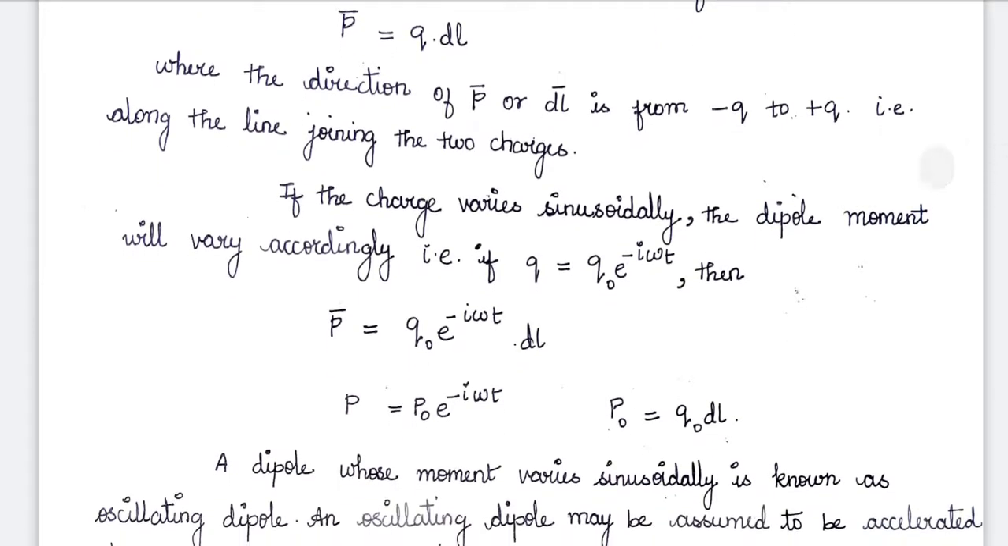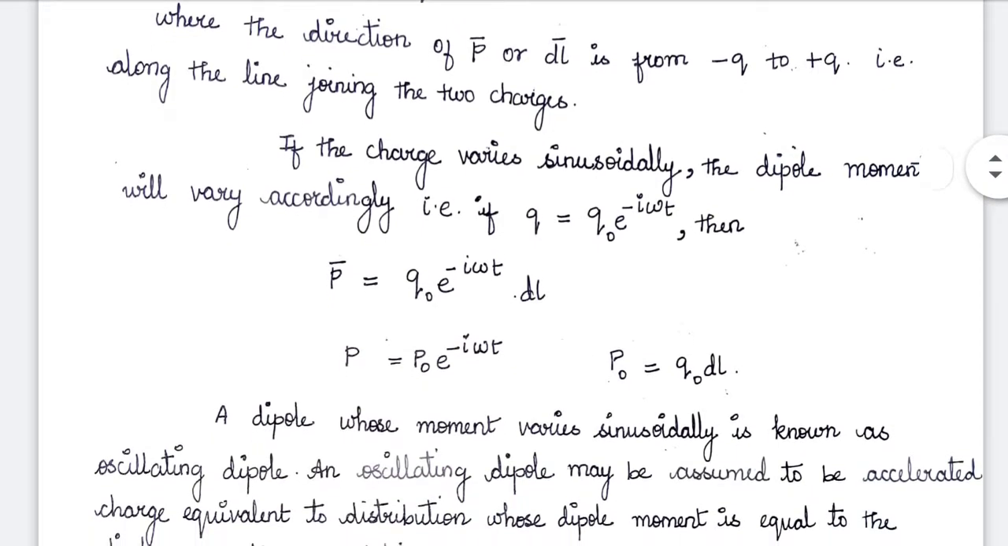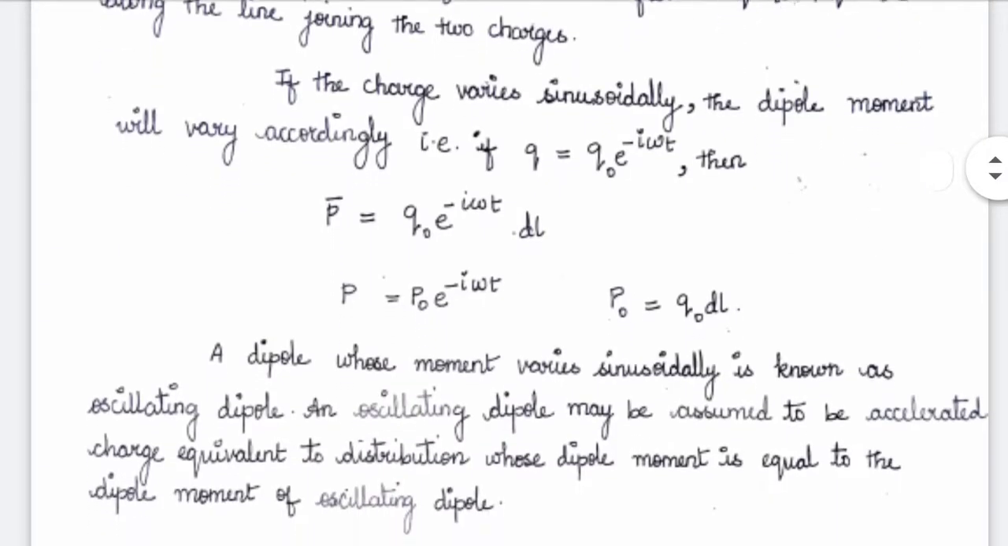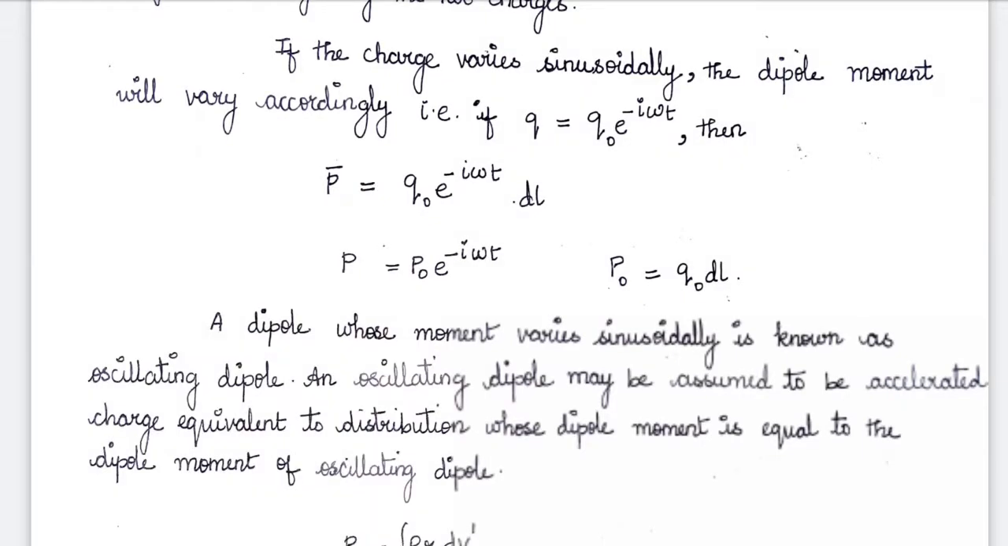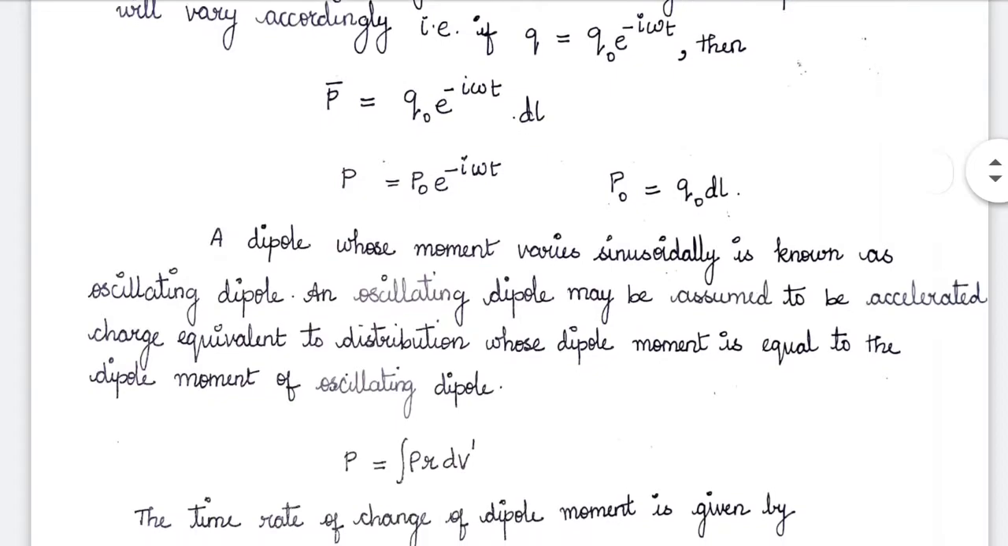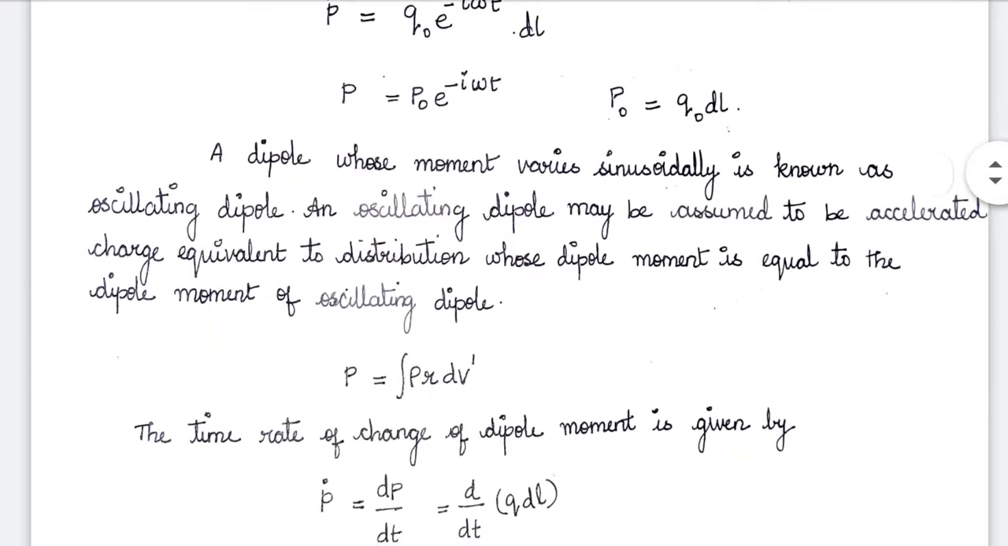In case the charge varies sinusoidally, the dipole moment will also vary accordingly. That is, the charge q can be written as q naught e power minus i omega t. Then the dipole moment p can be written as q naught e power minus i omega t into dl, where q naught into dl can be written as p naught. So p is equal to p naught e power minus i omega t. A dipole whose moment varies sinusoidally is called an oscillating dipole.